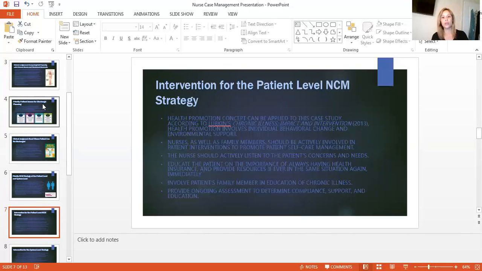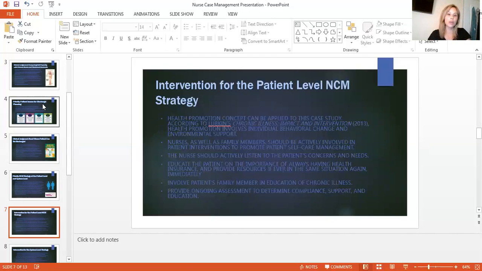Interventions for the patient level NCM strategy. So the health promotion concept can be applied to this case study according to Lubkin's Chronic Illness Impact and Intervention book. Health promotion involves individual behavioral change and environmental support. Nurses, as well as family members, should be actively involved in the patient interventions to promote patient self-care management. This is extremely crucial. The nurse should also actively listen to the patient's concerns and needs.